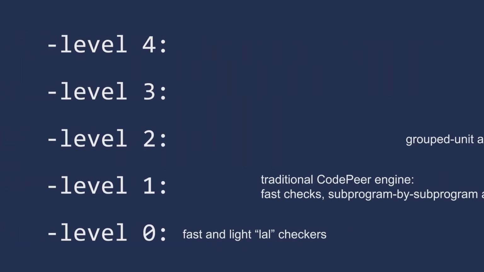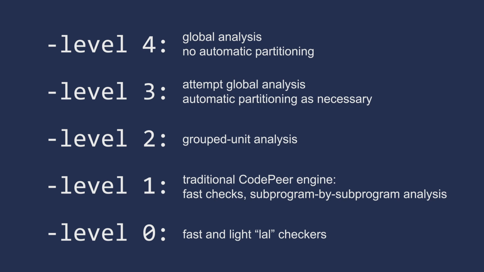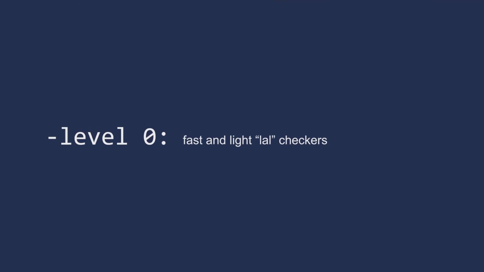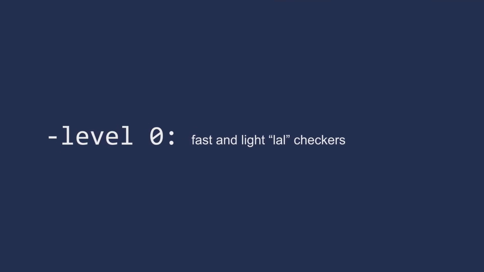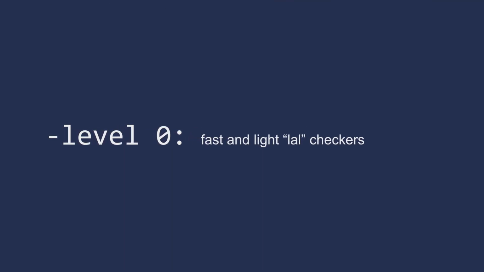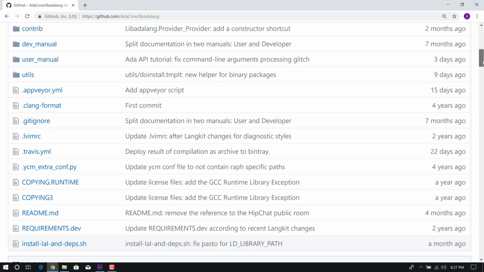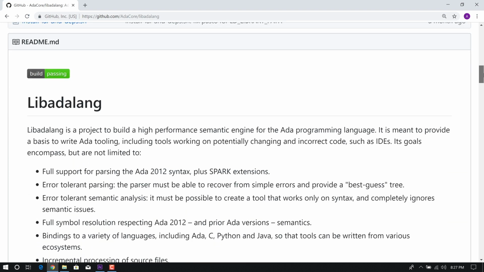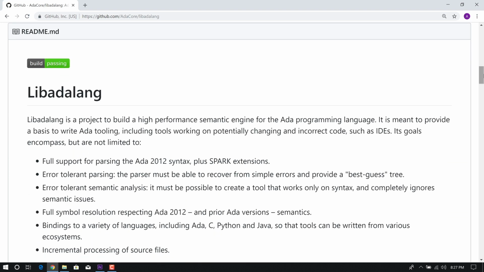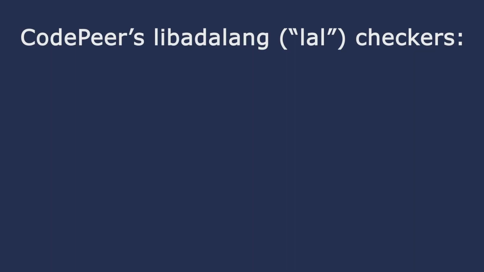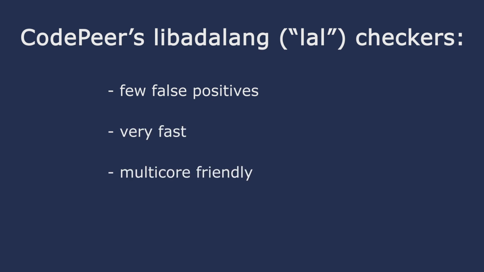Second, CodePeer's analysis levels have been adjusted. Level 0, our new entry level and default, does not invoke the traditional CodePeer engine anymore, but instead employs fast and light LAL checkers. LAL stands for Libadalang, which is our library for developing tools that can process syntactic and semantic information about any Ada program. These new Libadalang-based LAL checkers that we've developed show few false positives, are very fast, can take advantage of multiple CPU cores, and are user extensible.